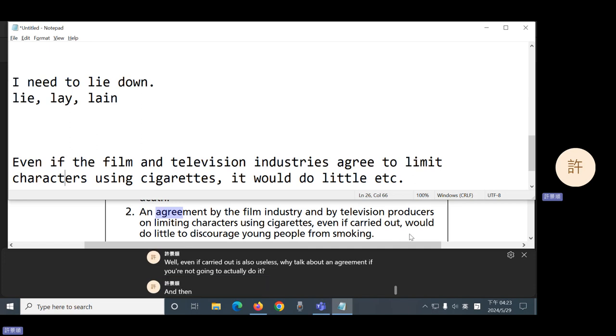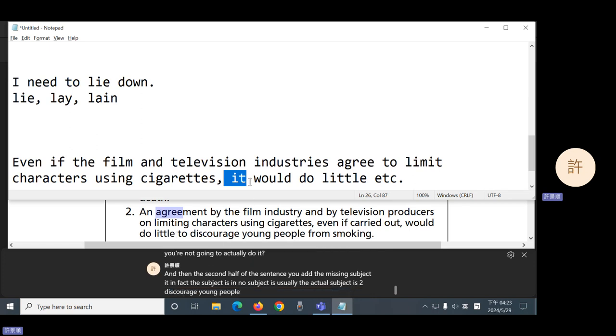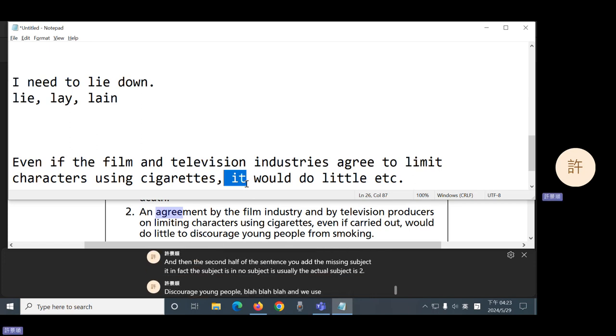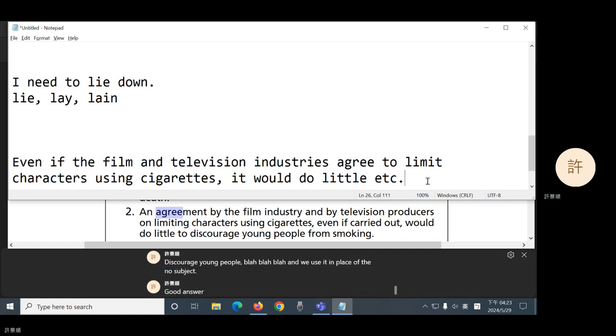And then the second half of the sentence, you add the missing subject, it. In fact, the subject is a no subject. The actual subject is to discourage young people, blah, blah, blah. And we use it in place of the no subject. Good answer. I like it.